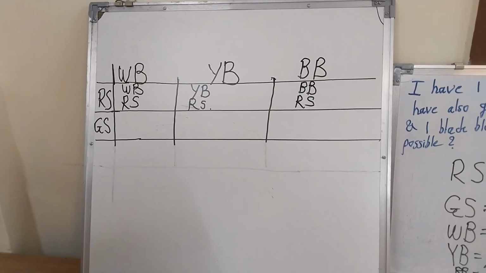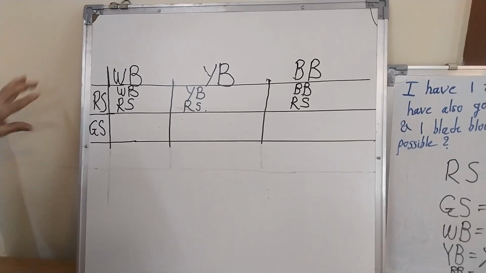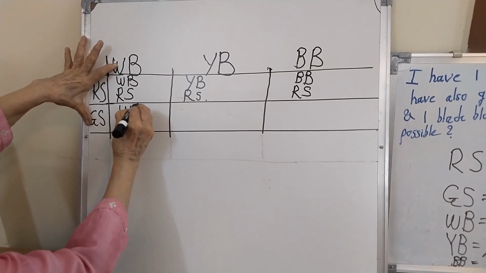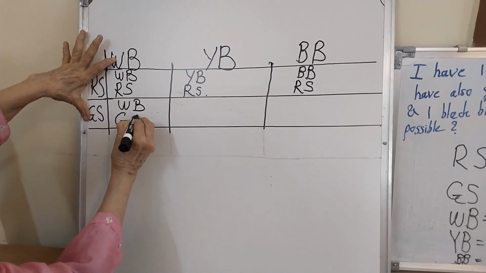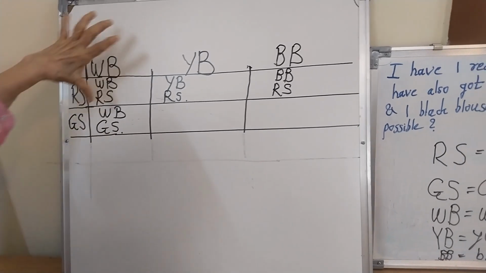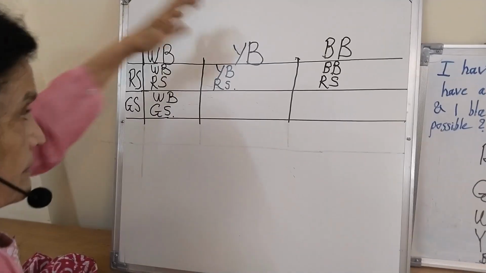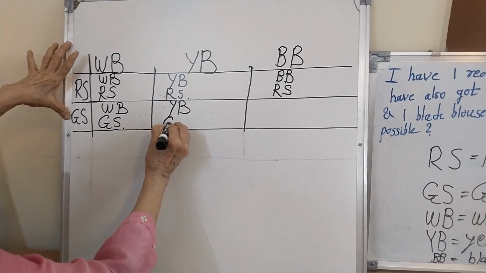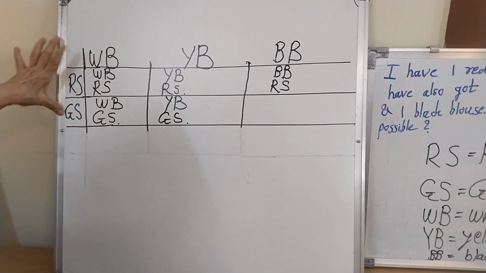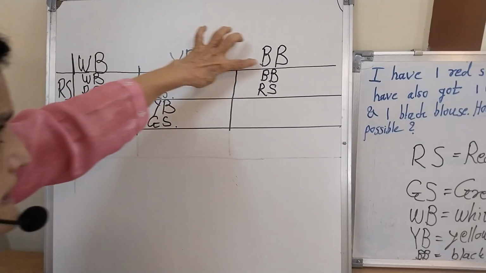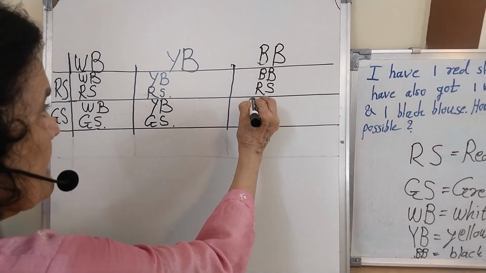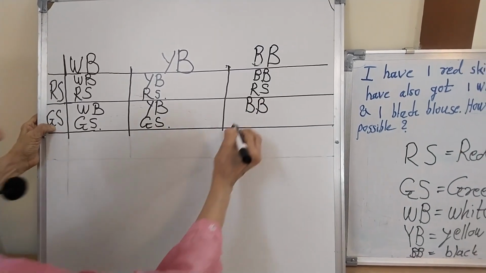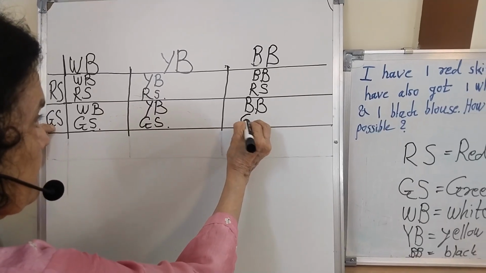Then we come to the lower part. We can have this combination: white blouse, green skirt. We can have this and this combination: yellow blouse and green skirt. And we can have this and this combination, that is black blouse and green skirt combination.